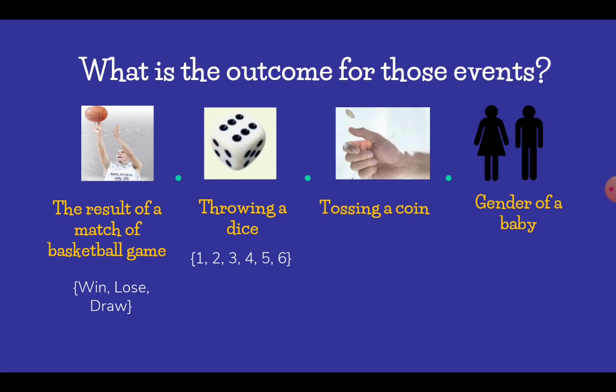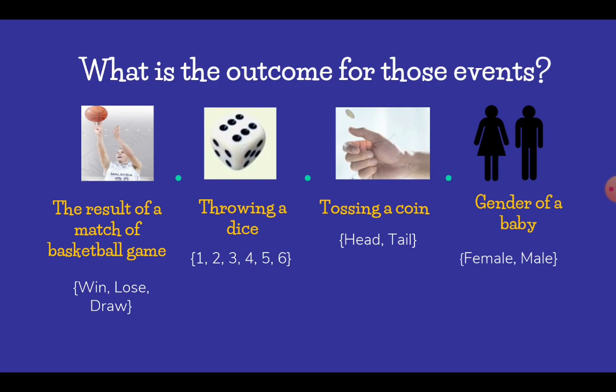How about tossing a coin? Remember that in tossing a coin, you can only have 2 possible outcomes, whether you are going to get head or you get tail. We can never get both. We can only get head or tail. Same goes to gender of a baby. When we talk about gender, we know that we can only have 2 gender, female or male. So the events for gender of a baby, the possible outcomes might be either you have male or a female baby.